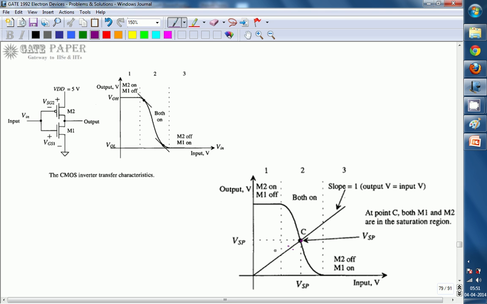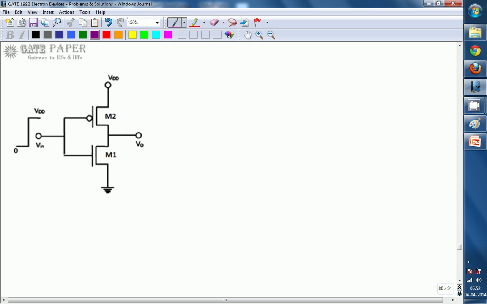So VSP can be calculated graphically by drawing a straight line with slope 1 passing through the origin, and where it cuts the transfer characteristics, that point is called the inverter threshold point, where both the transistors are in saturation region. Now we will see how to calculate this value mathematically. We know that both the transistors are in saturation, so M2 is in saturation and M1 is also in saturation.